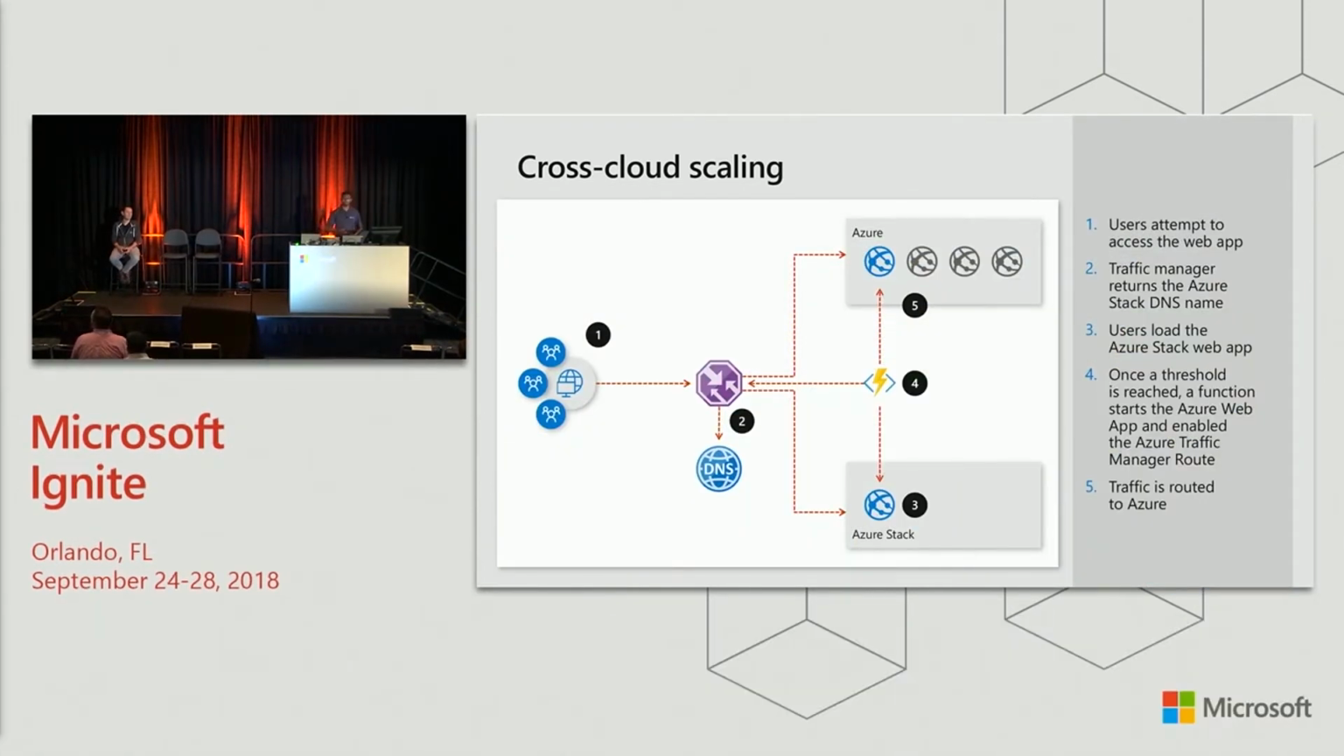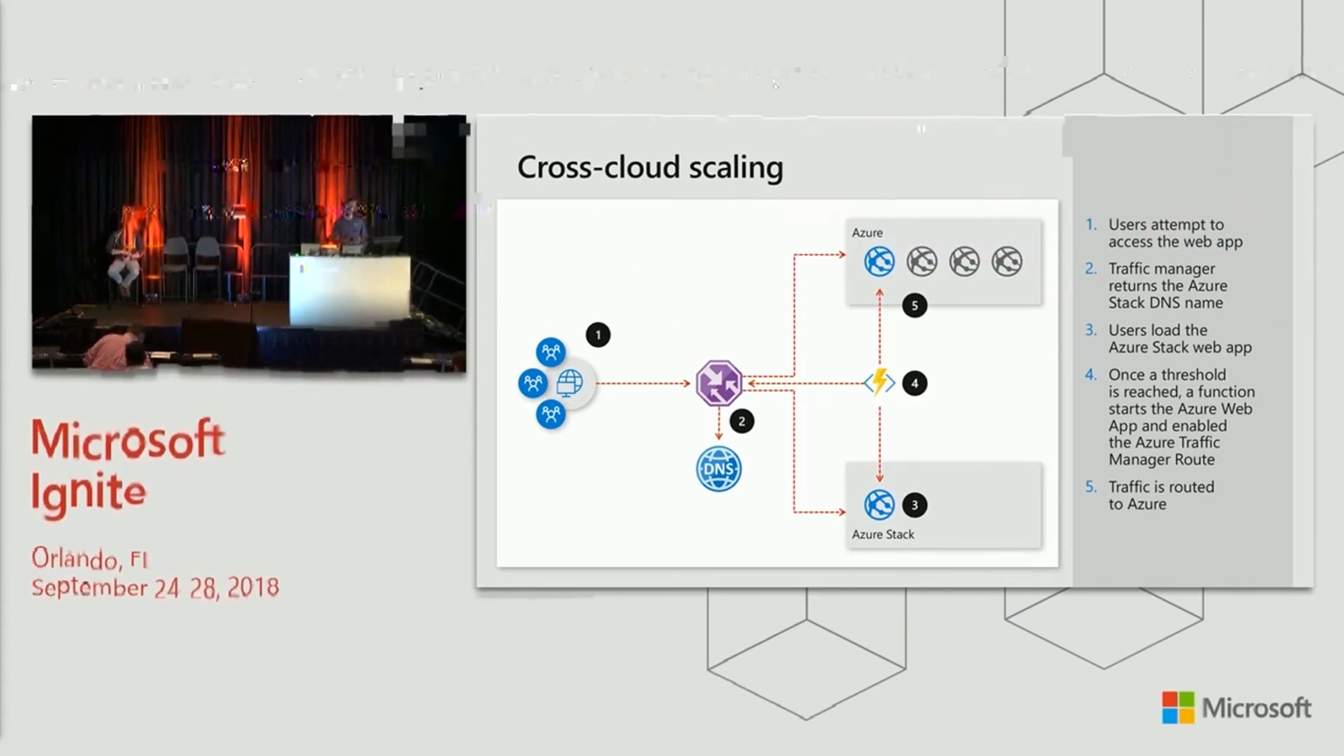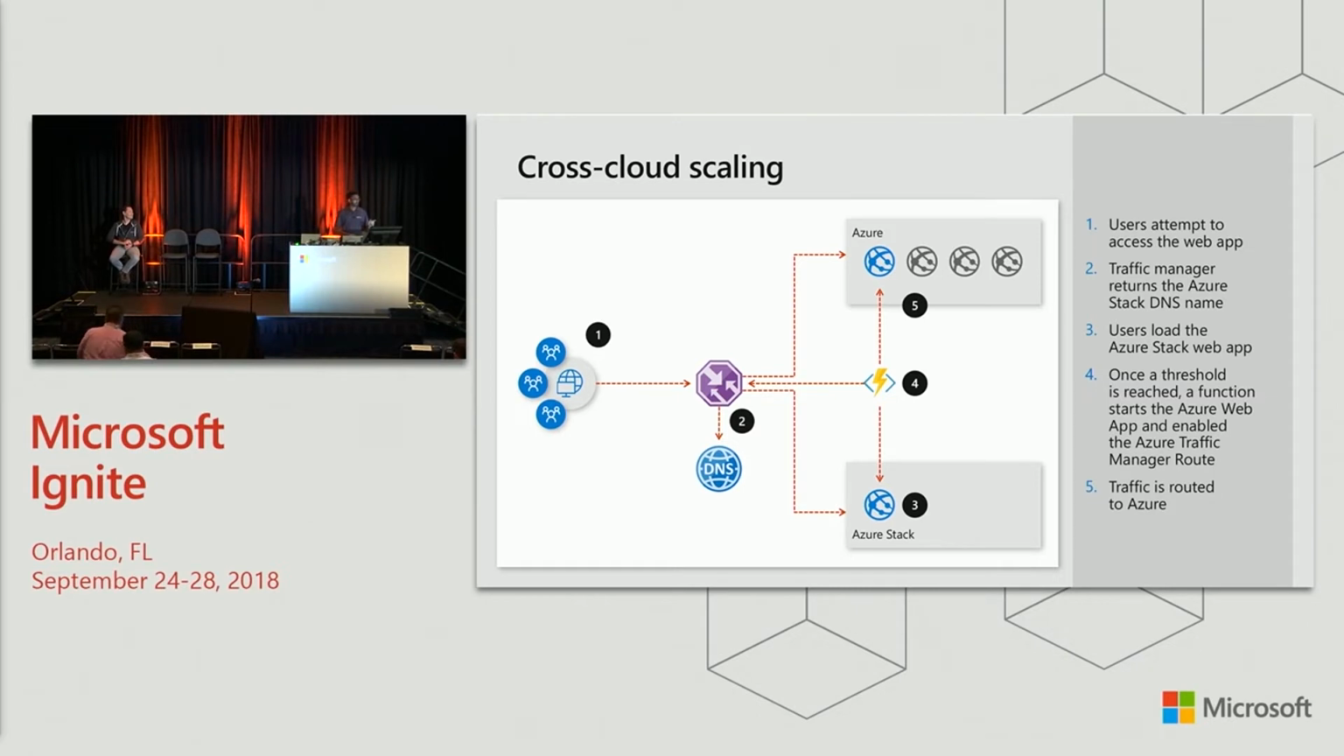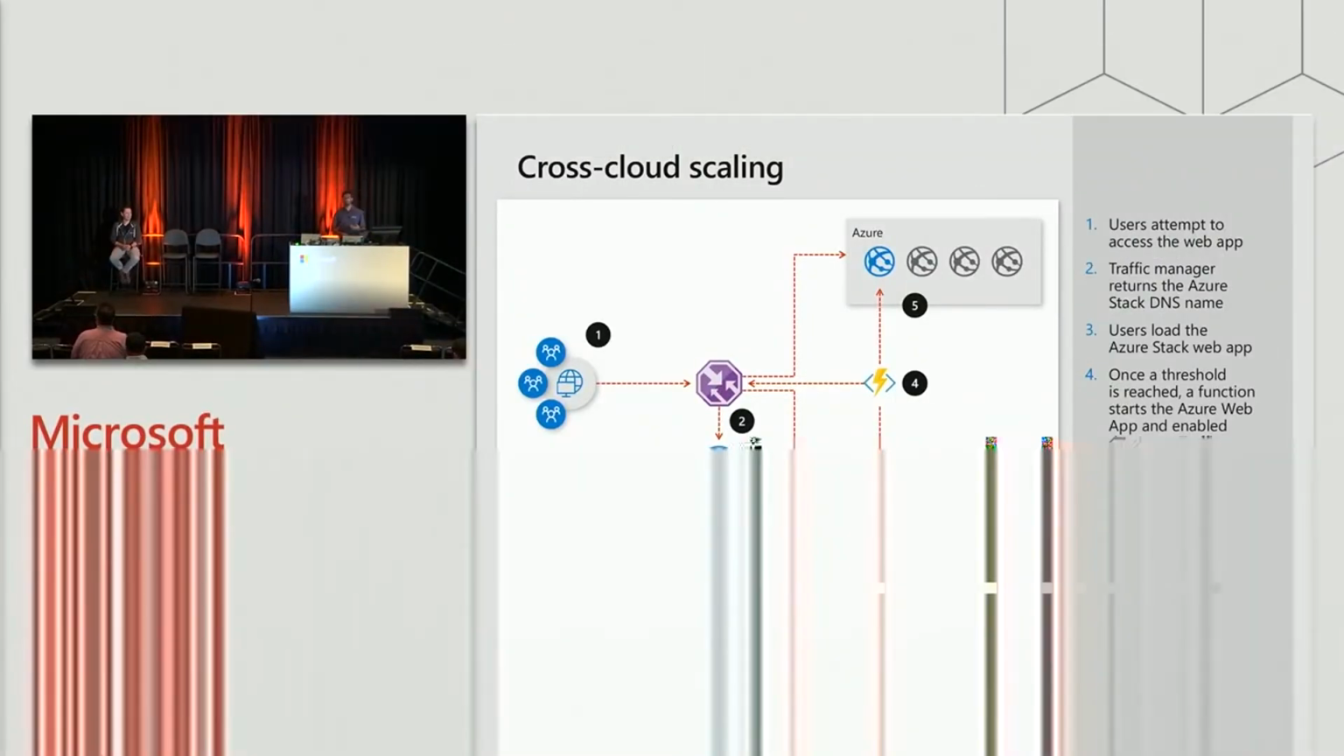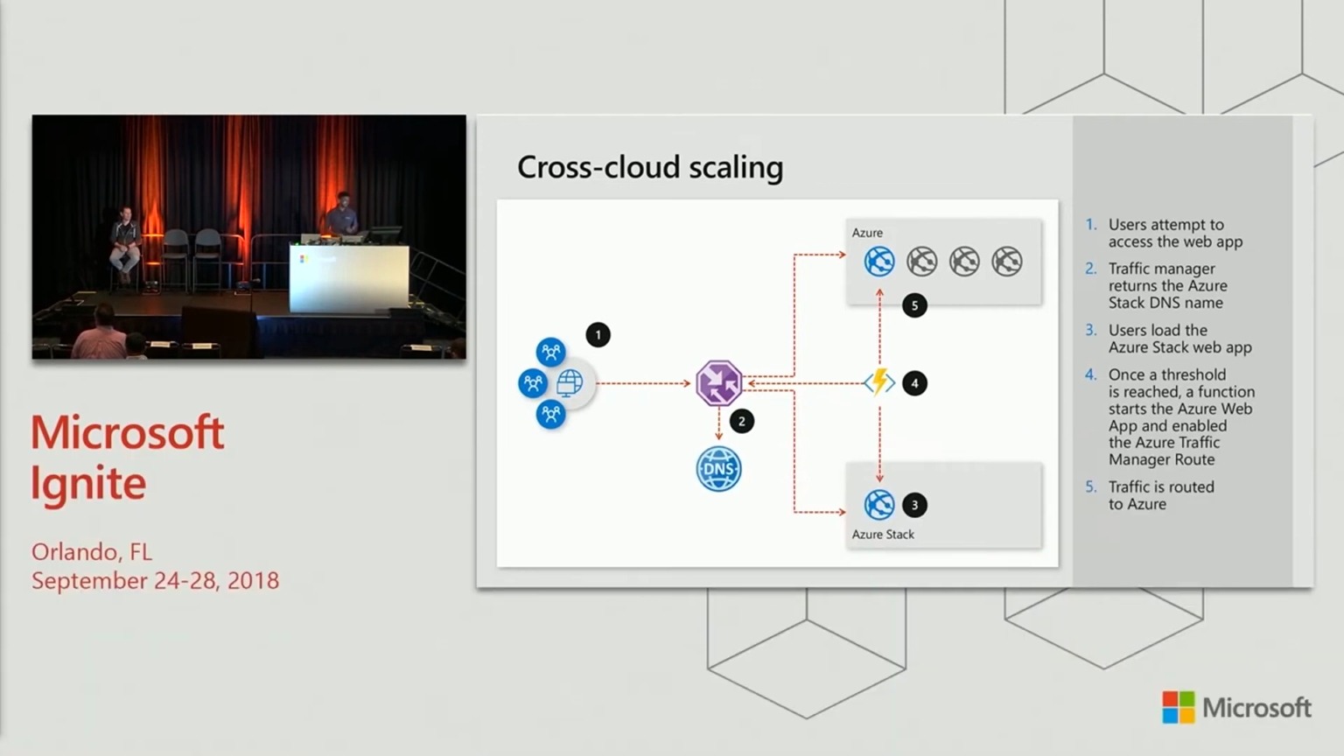So let's again look at how this is implemented. So I have a number of users trying to access a web application. First, they hit a traffic manager, at which point traffic manager gives out DNS names in return depending on certain criteria. And I have a web app deployed in both Azure and Azure Stack. As requests build and the rate of traffic increases, there's a function that's triggered that tells that traffic manager to start diverting traffic to Azure to take load off the on-premises server. And again, it's the same web app in both places.